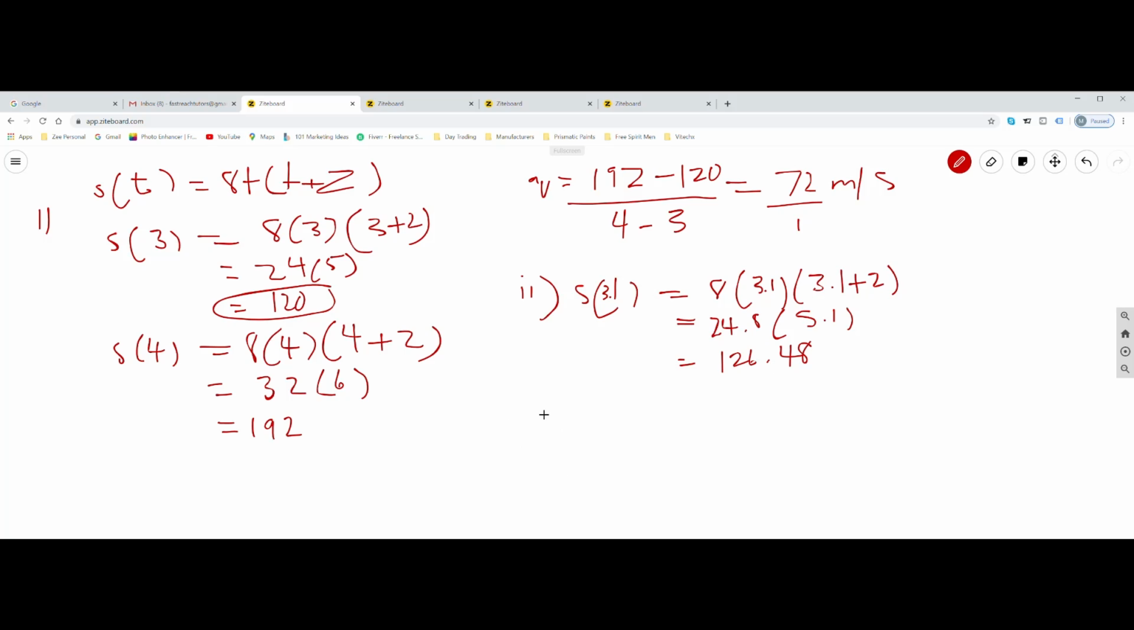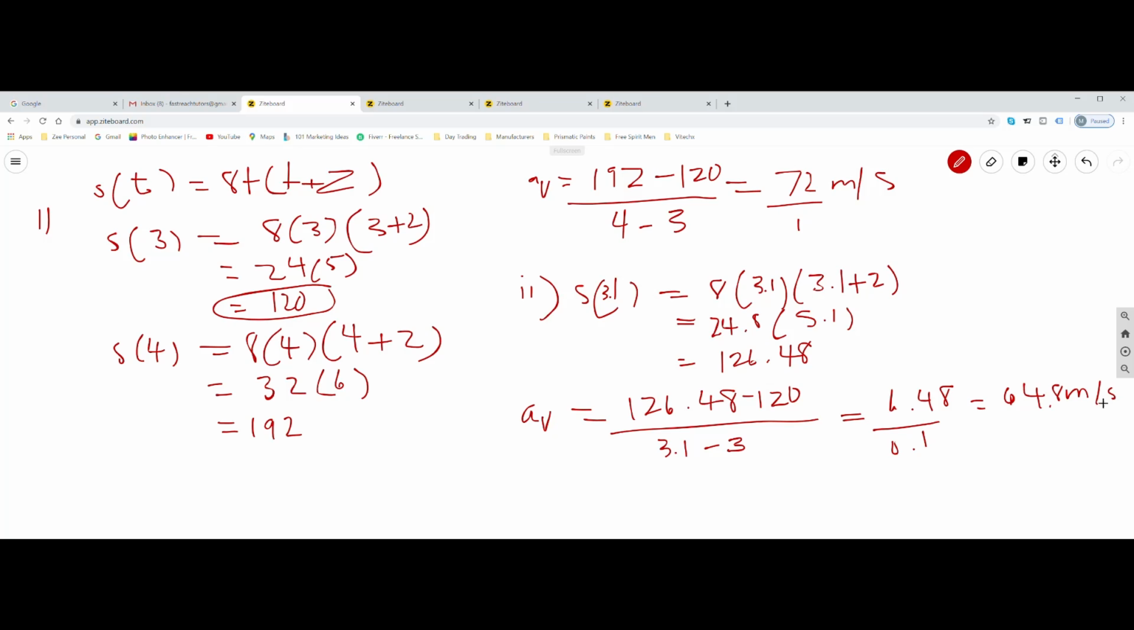So now you have to find the average velocity between these 2 points. So you have 126.48 minus 120, divided by 3.1 minus 3. So you're left with 0.1 and 6.48, which is equal to 64.8 meters per second. So we know at 3 it's 120.